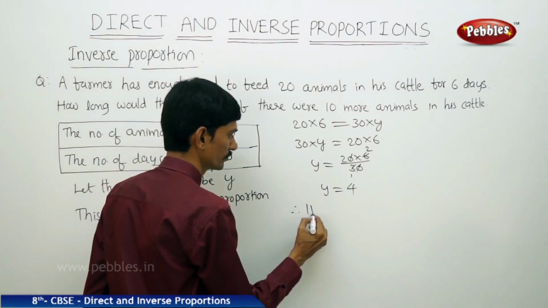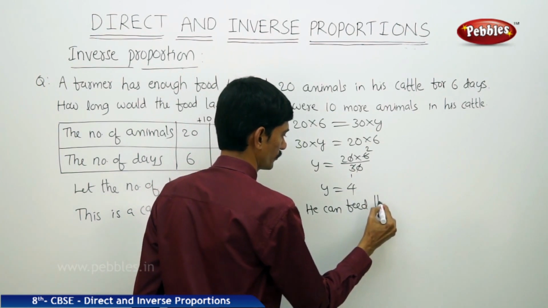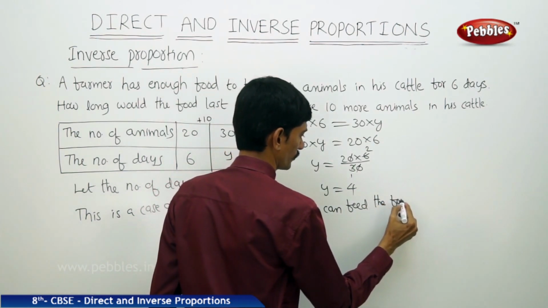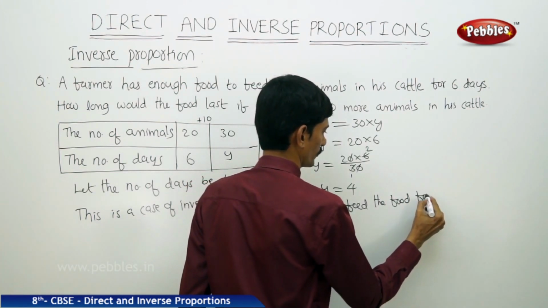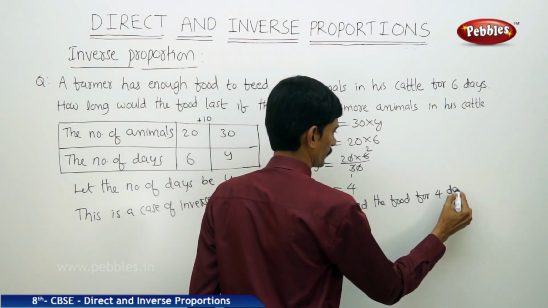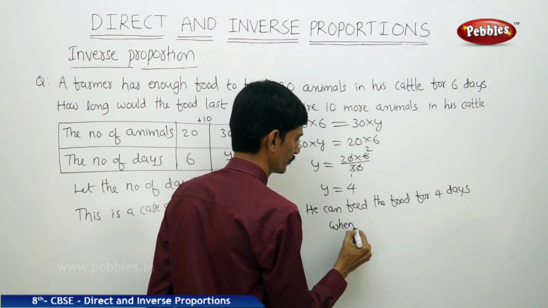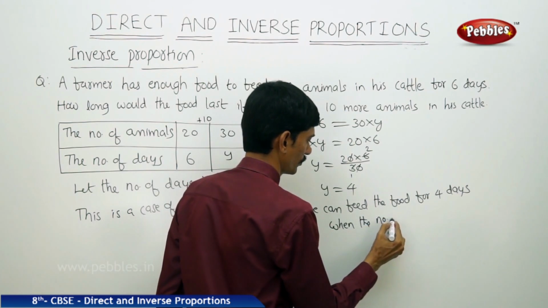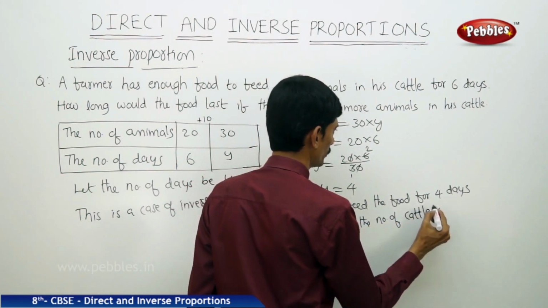So he can feed for 4 days when the number of cattle is 30.